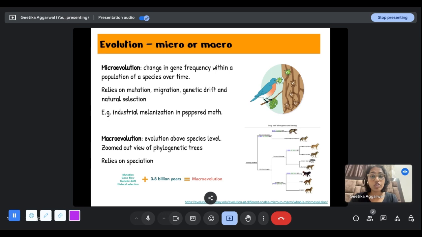A simple example is industrial melanization and peppered moths. If you're not aware of this example, you can go back to last week's video and look at that, where we discussed how industrial melanization actually affected the evolution of peppered moths.